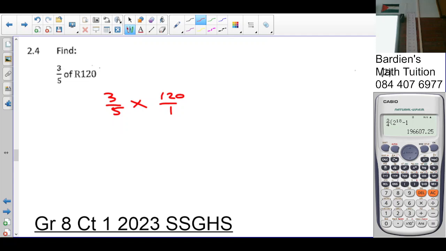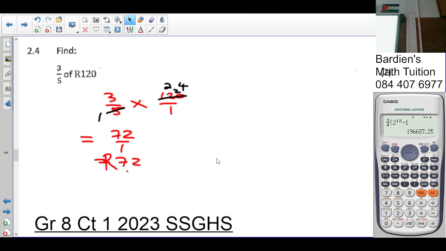Okay. People, they simplify here. 5 goes into 5 once. 5 goes into 120: 12, twice, carry 2, 24. Is 24 correct? Now 3 times 24 is 72 over 1, which is 72. Is there any confusion there? No?